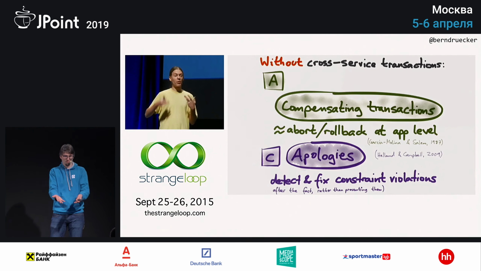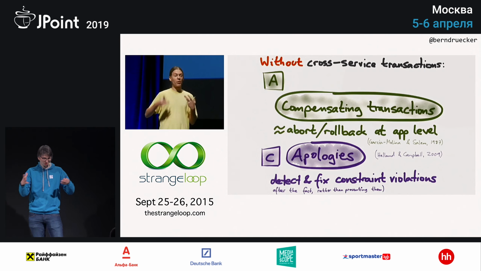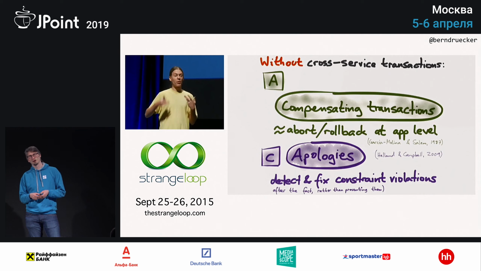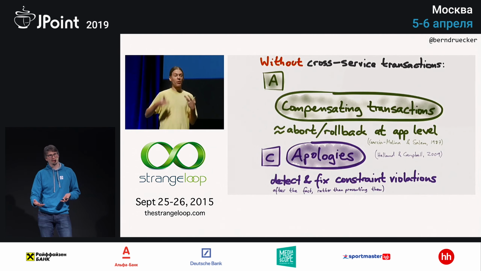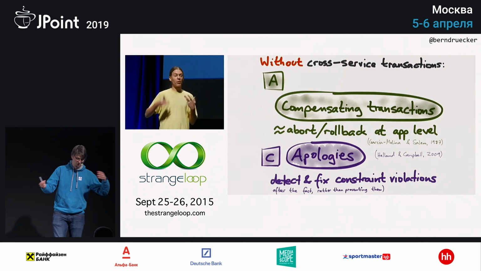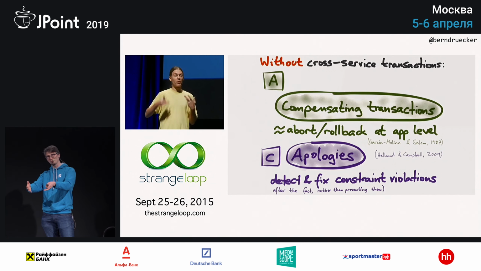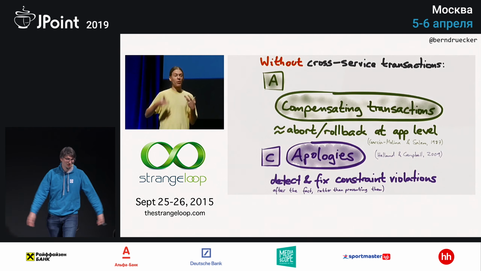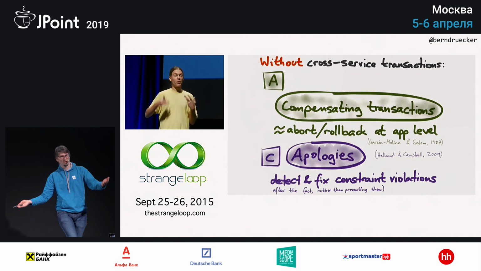Apologies means what you probably think it means. We don't stop inconsistencies from happening, but we detect them and then we act on it. His example is like with Amazon or whatever, where you order something, they promise you to send it out in 24 hours because it's on stock. Then you order it. Probably there was something inconsistent, so it's not on stock. They send you an email, hey, sorry, cannot send it right away. Here's a voucher, whatever. Right.